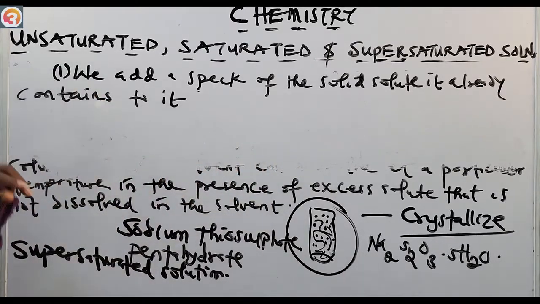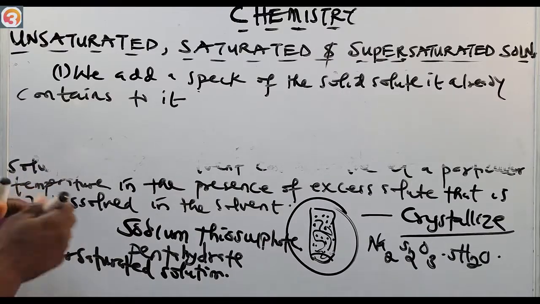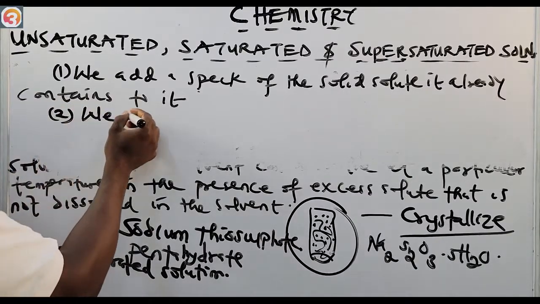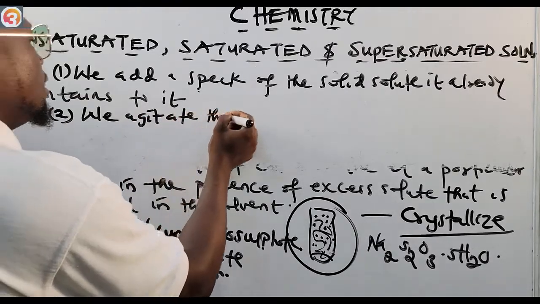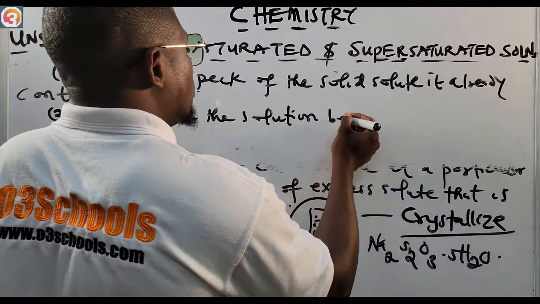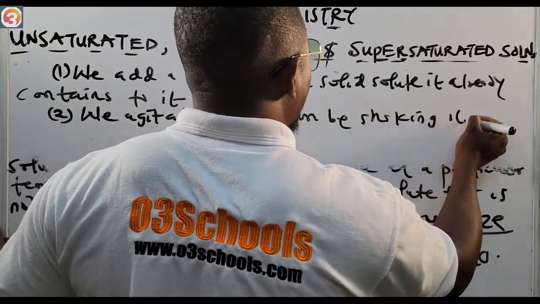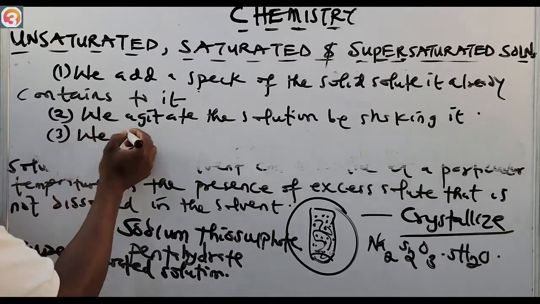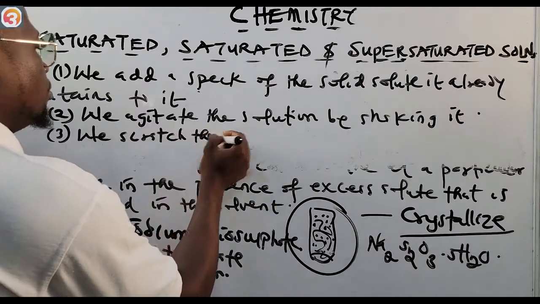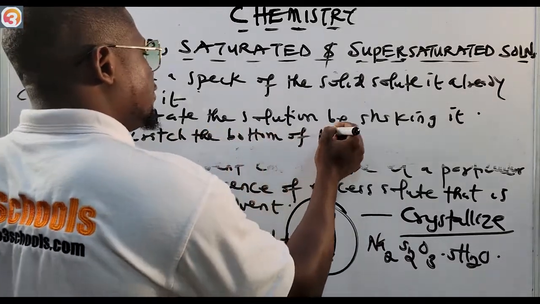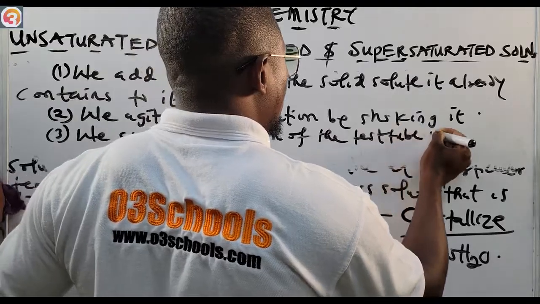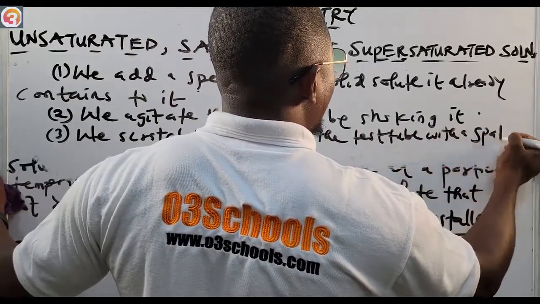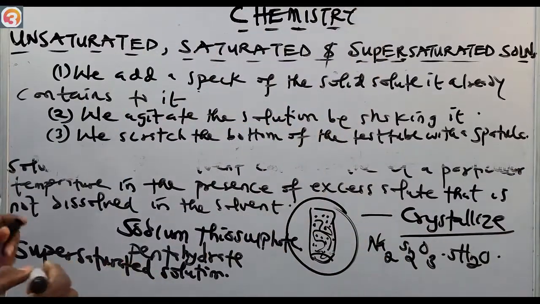Number two, we agitate the solution by shaking it. We carry that solution and shake it together. Then of course, the third method, number three, we scratch the bottom of the test tube with a spatula.